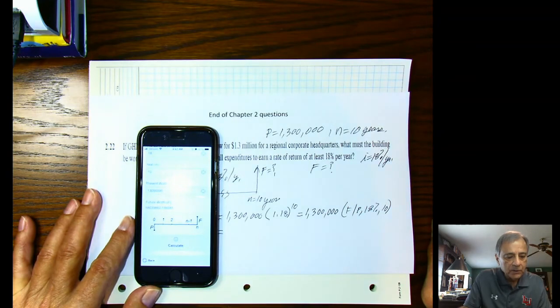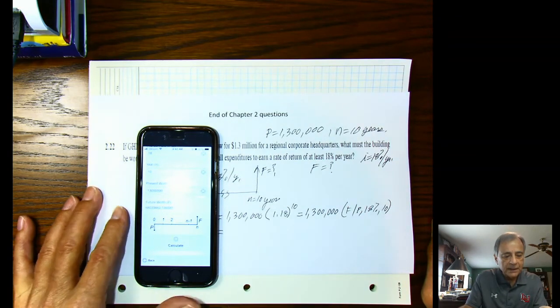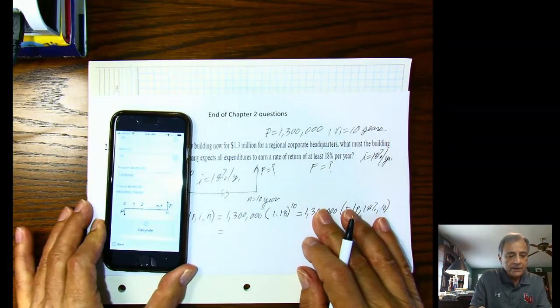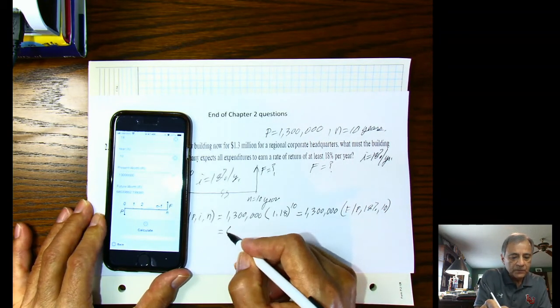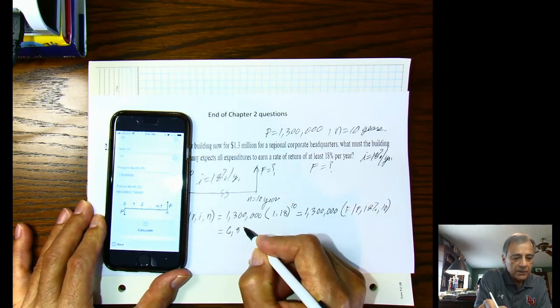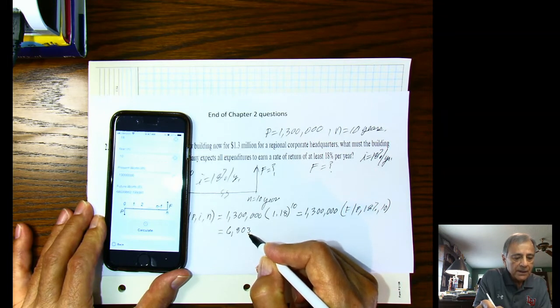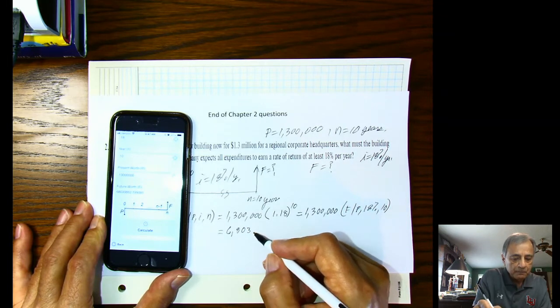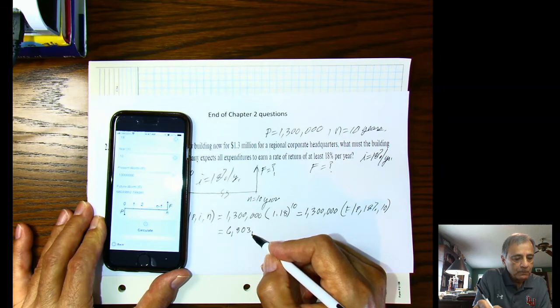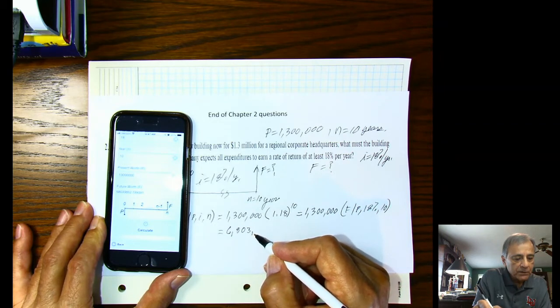And holy smokes, that's a lot of money. Looks like 6.8 million. 6,803,982.